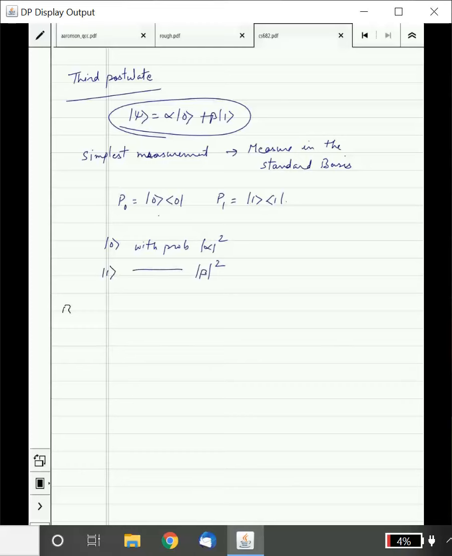By no means is this the only possible measurement. You can measure in different bases. You can apply a unitary and then make a basis transformation and then measure whatever you want to do. For example, you might want to see that I can define my two projectors like this also.